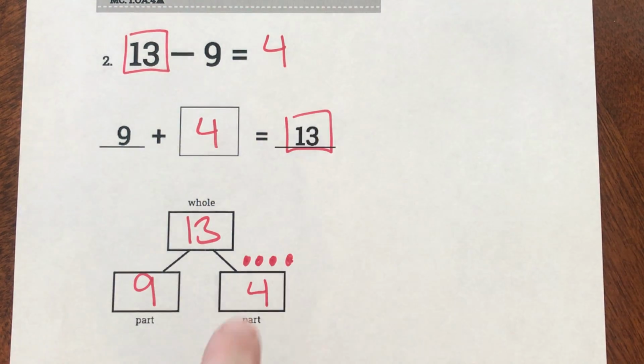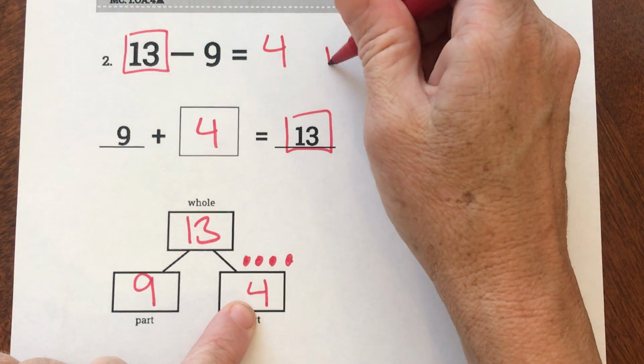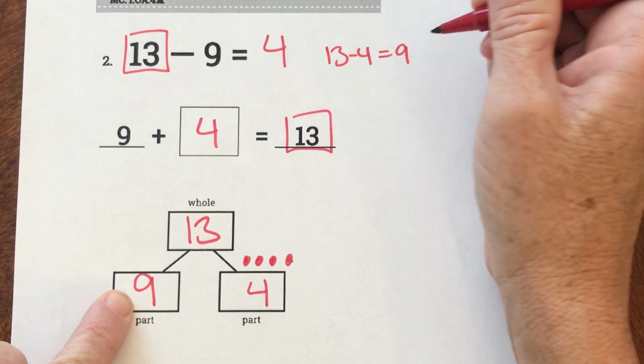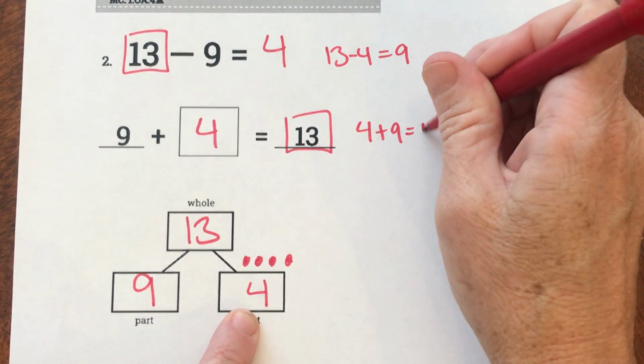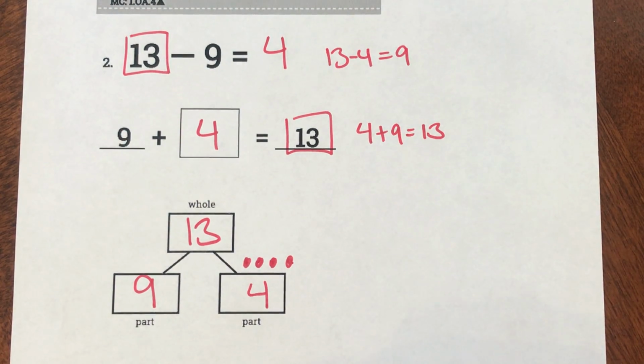I could even write more that they didn't ask for. I could even say 13 minus 4 equals 9. Or I could say 4 plus 9 equals 13. So this number bond is really, really cool. Okay, let's do a few together, boys and girls.